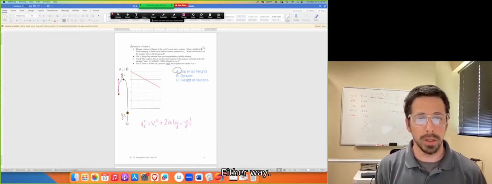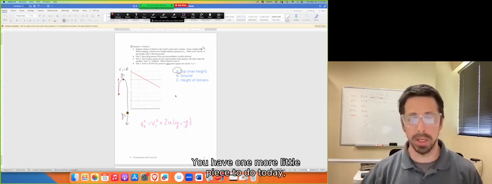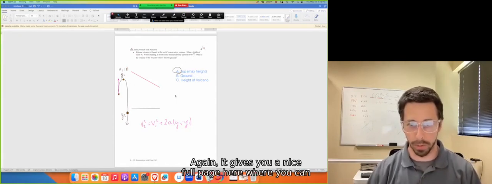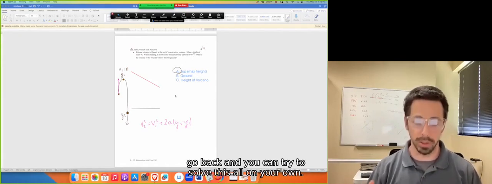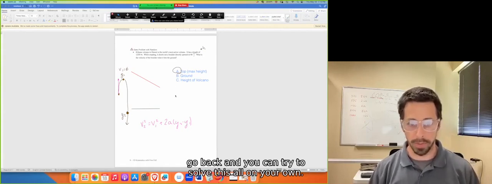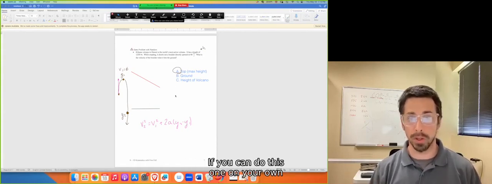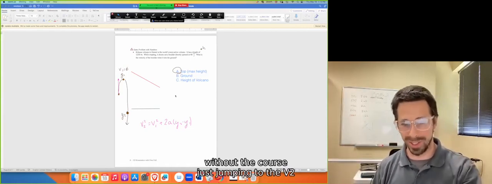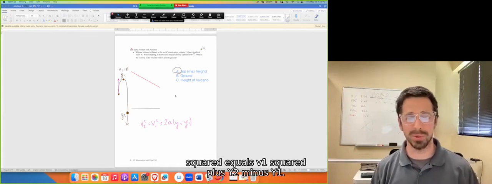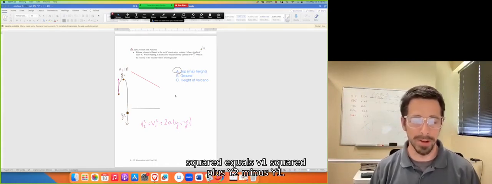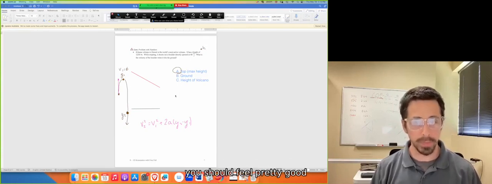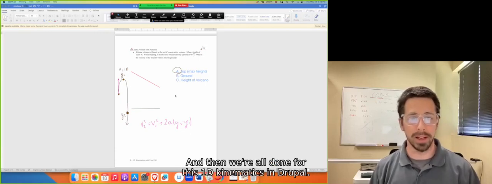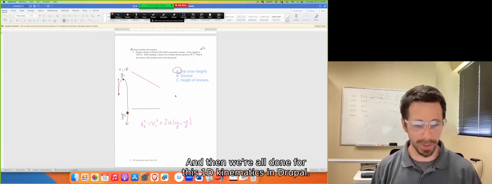Use either one. Either way, you have one more little piece to do today, which is solve the problem with numbers. Again, it gives you a nice full page here where you can go back and you can try to solve this all on your own. If you can do this one all on your own without, of course, just jumping to the v2 squared equals v1 squared plus 2a(y2 minus y1), but if you can go through that whole process, you should feel pretty good about your ability to do physics. So once again, do that problem, and then we're all done for this 1D kinematics in free fall.